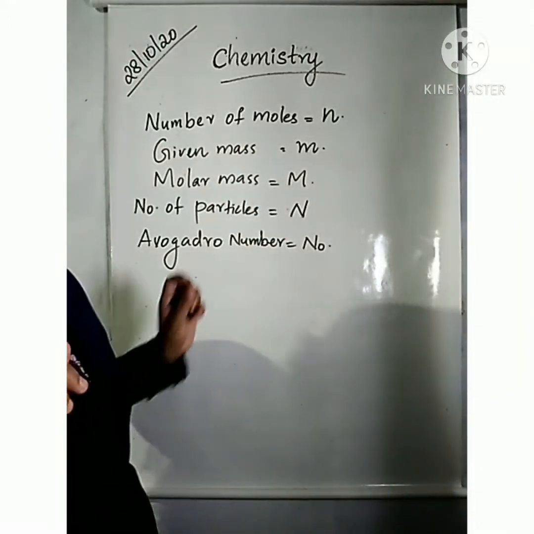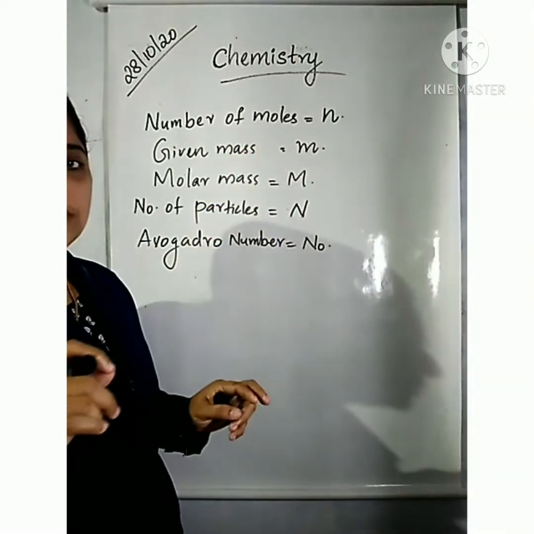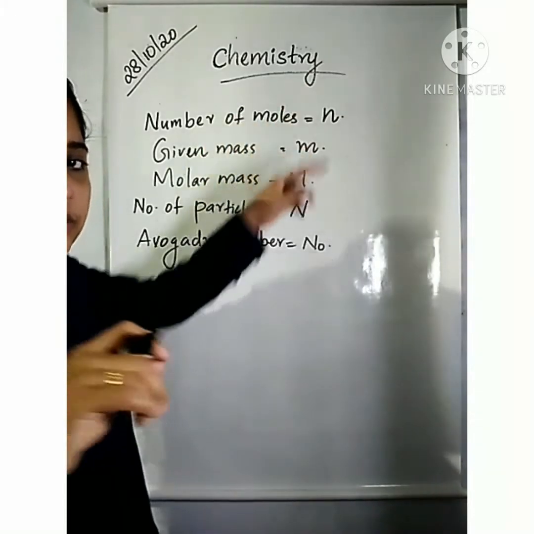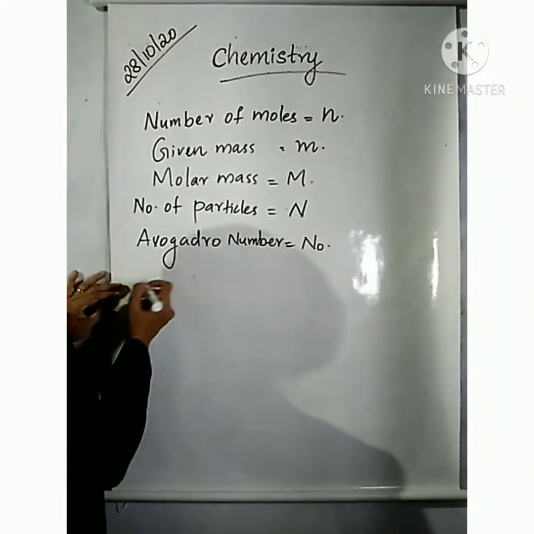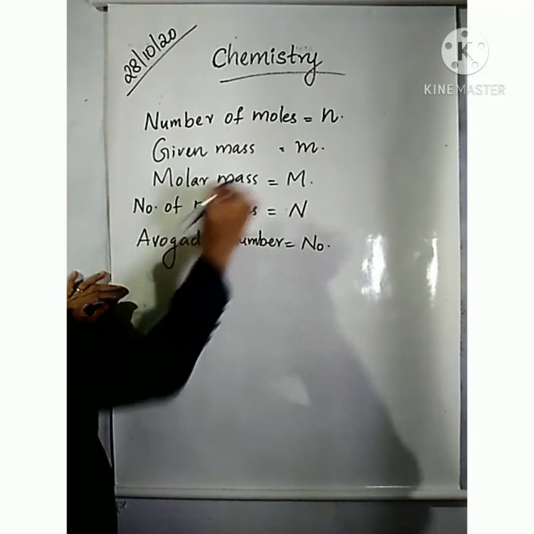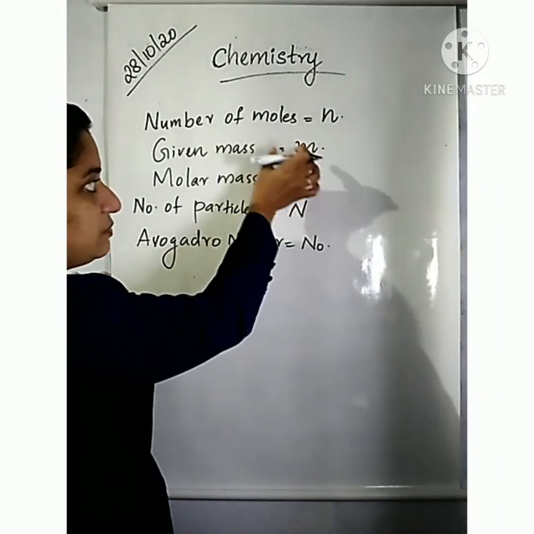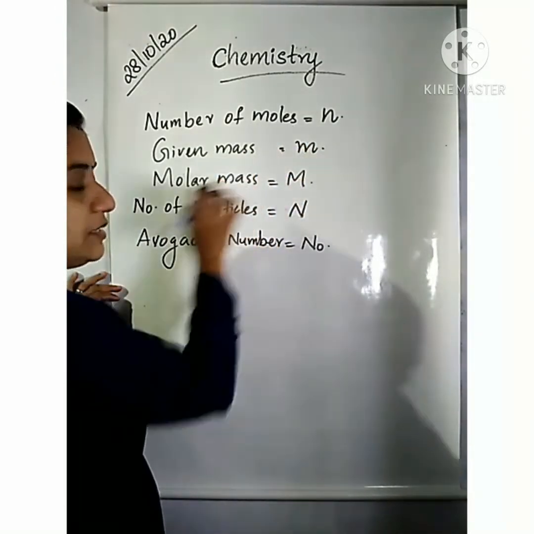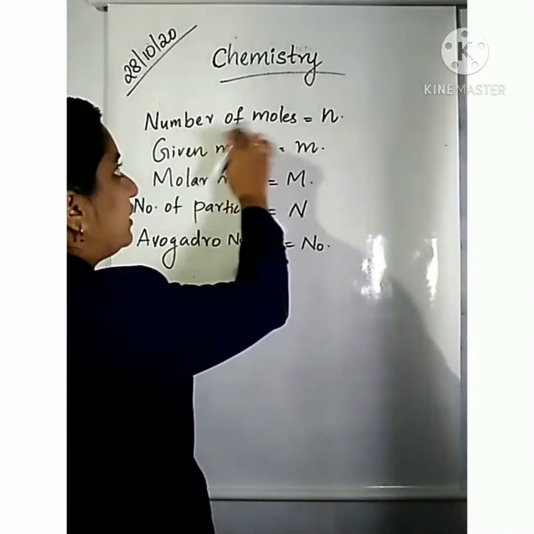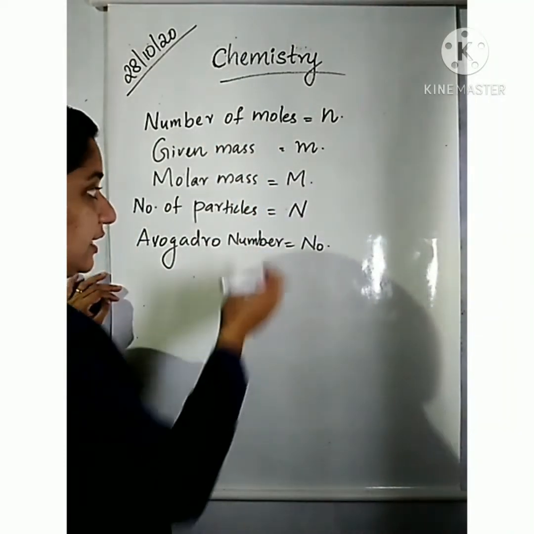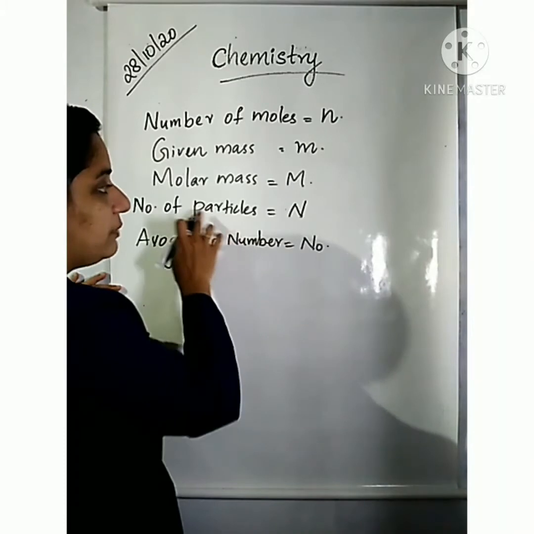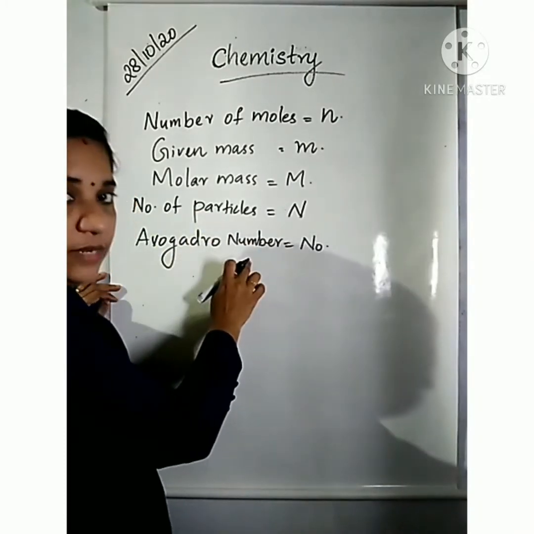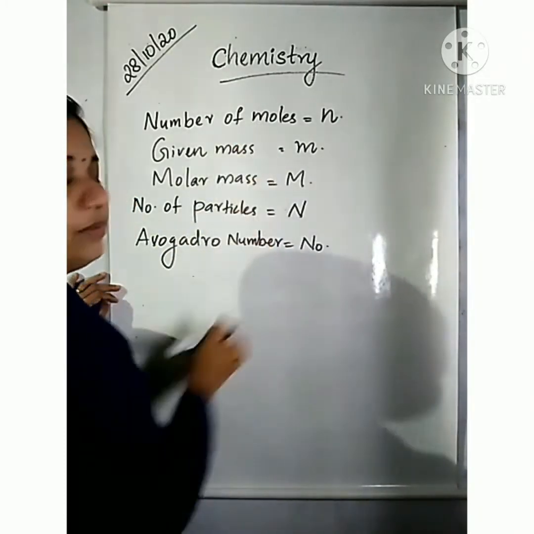From these variables, we can calculate the number of moles. The first equation is from the given mass. When we know the mass and molecular mass, we can find the number of moles. The second one is when we know the number of particles and the Avogadro number, we can calculate the number of moles.